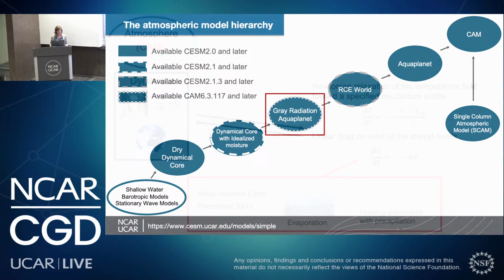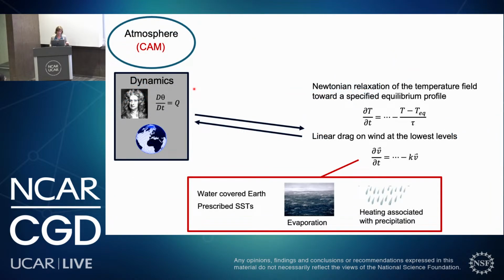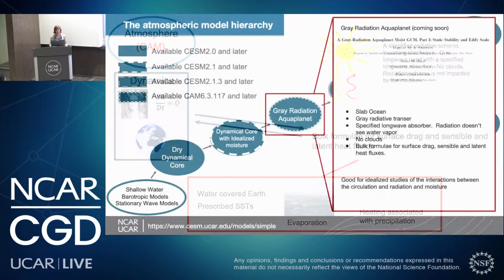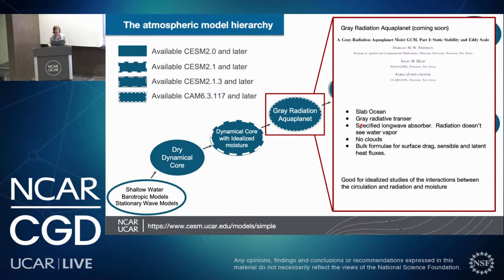So the gray radiation aquaplanet, if we start with the one I just went through, the dynamical core with idealized moisture, the way we move up in complexity now is instead of this simple relaxation of the temperature field, we now have a very simplified radiation scheme. It's simplified in that there's no clouds, there's water vapor in the model, but the radiation doesn't see it. You just have an incoming shortwave band and one longwave band, and you specify the concentration of the longwave absorber.